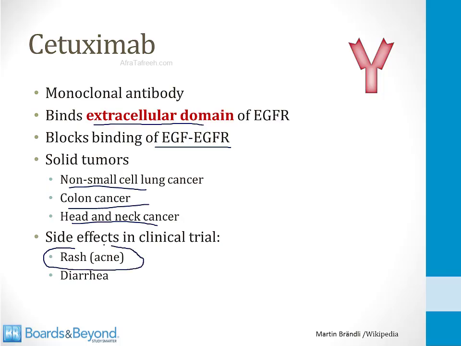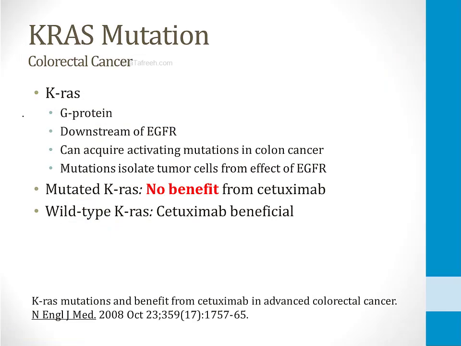I'll talk more about this in a minute, but this is a common side effect to drugs that interfere with the EGF system, and also diarrhea. Some tumors, even though they express the EGFR, do not respond to cetuximab, and this is because they have something called the KRAS mutation. This is seen in some cases of colorectal cancer. KRAS is a G protein that is downstream of the EGFR, and it can acquire activating mutations in some cases of colon cancer.